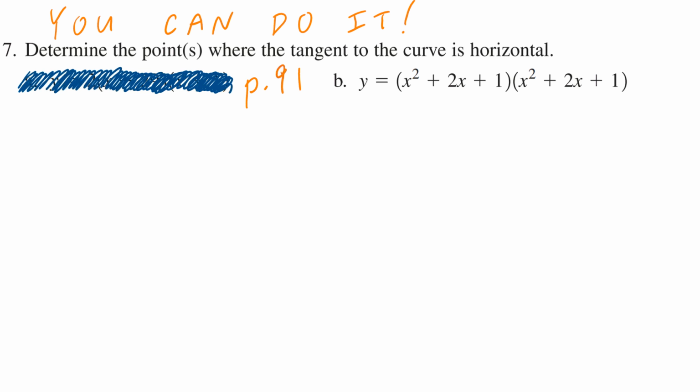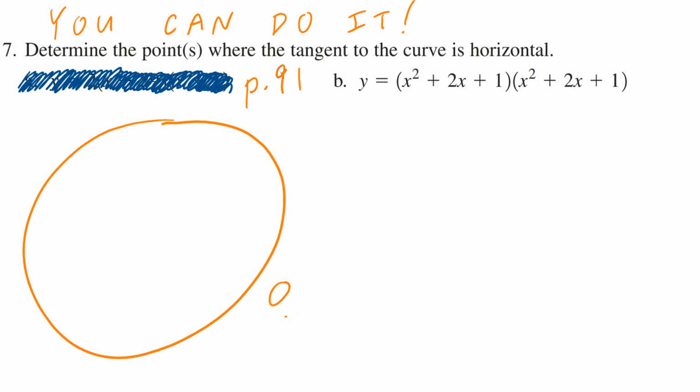Hi everyone. Let's take a look at number 7 on page 91. Determine the point or points where the tangent to the curve is horizontal. Now before we start with part B, again, the first thing we want to think about is a horizontal line. Just in case you forgot, a horizontal line goes from left to right. A vertical line goes from top to bottom.